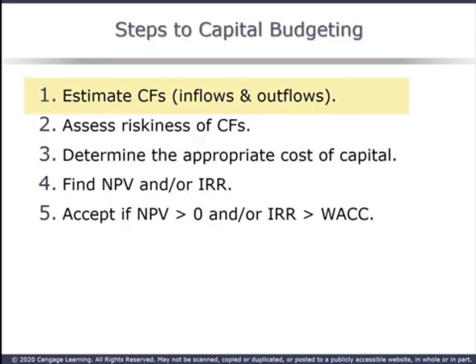Number 1, estimate the cash flows. That's Chapter 12. Assess their riskiness. That's also Chapter 12. Find the weighted average cost of capital. Chapter 10. Find the NPV and IRR. Chapter 11. Decide accept or reject. Chapter 11.